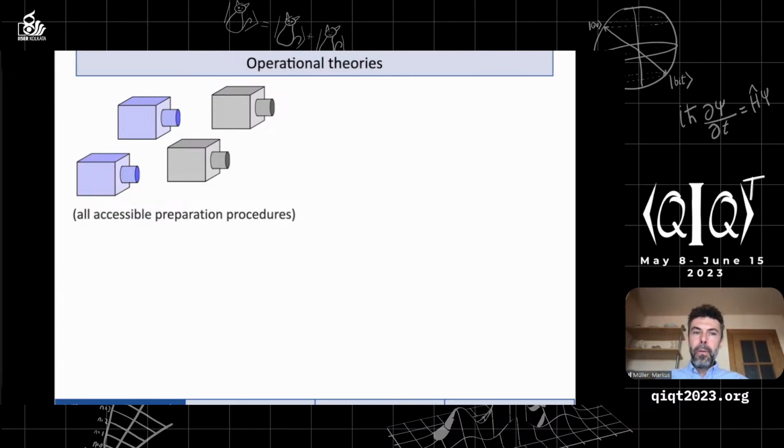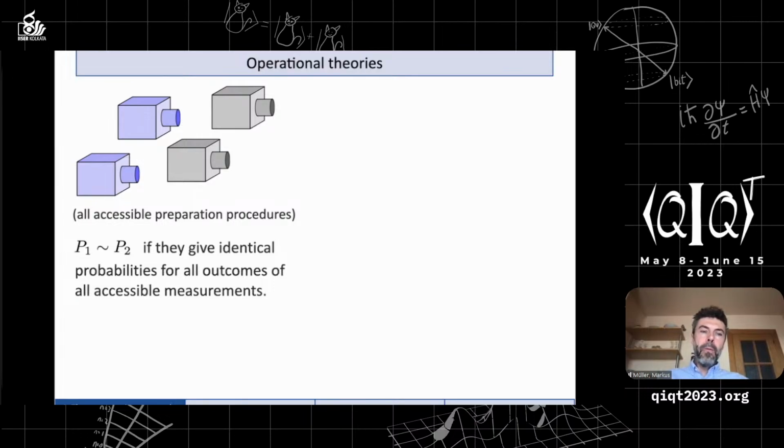An operational theory describes a set of preparation procedures. Think of all the procedures that are available in some regime of physics or in your laboratory or according to quantum theory. And then you say, well, some of these preparation procedures are essentially the same. Maybe when I press the button on one of the boxes, I get exactly the same statistics as if I pressed the button on the other box. They're just differently colored boxes.